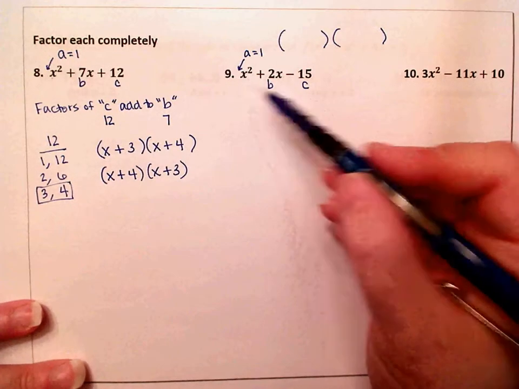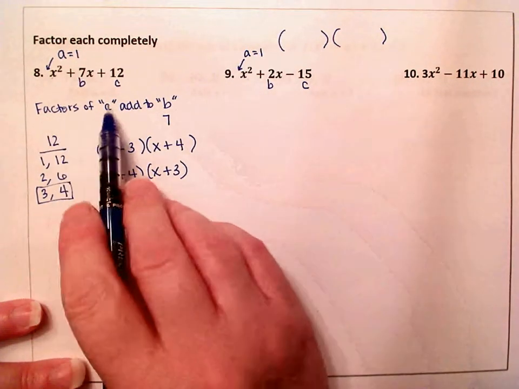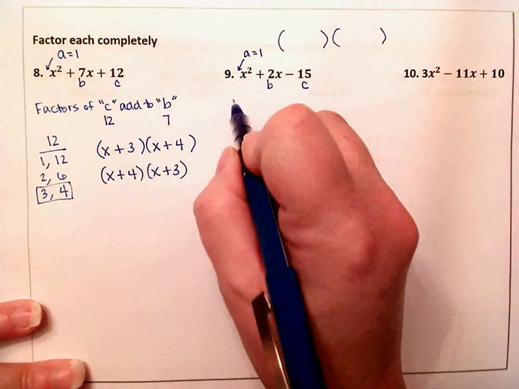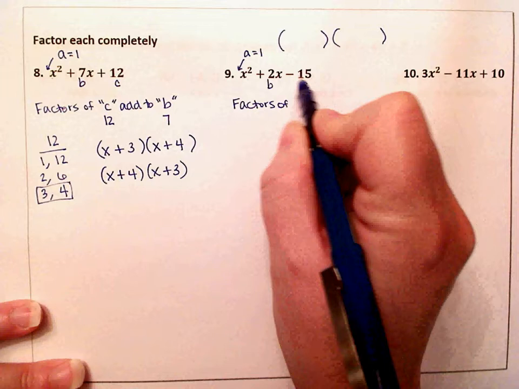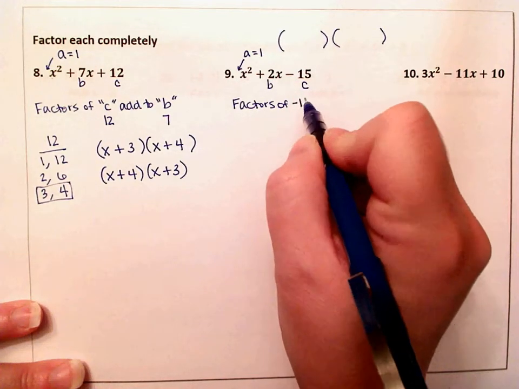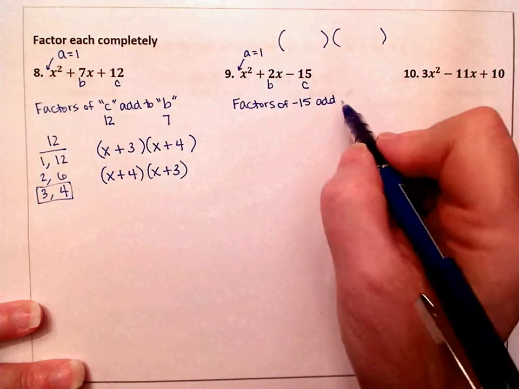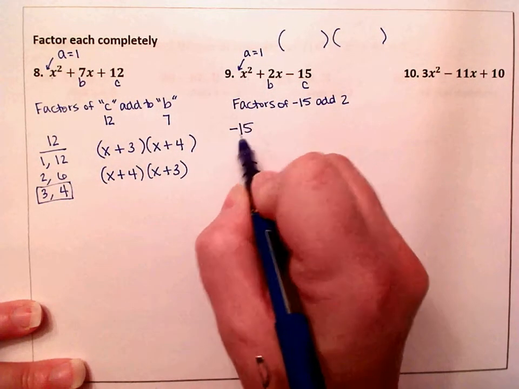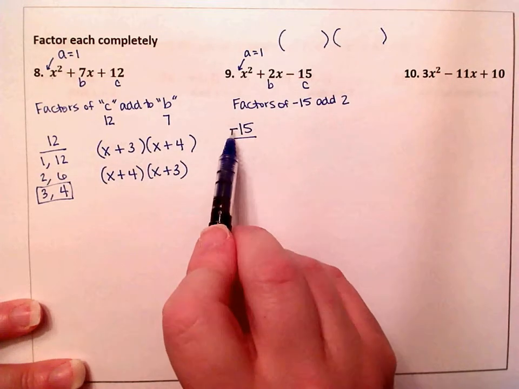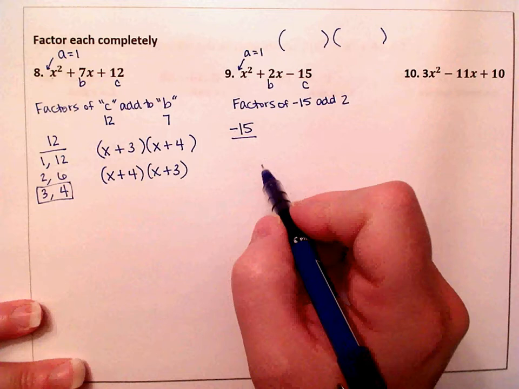Now let's look at our second one where a is also 1. So remember, factors of c that add to get b would tell us we want factors of, this sign goes with that number, so factors of negative 15 that add to get a positive 2. So now when we're listing factors of negative 15, for the numbers to multiply to get a negative, one has to be positive and one has to be negative.